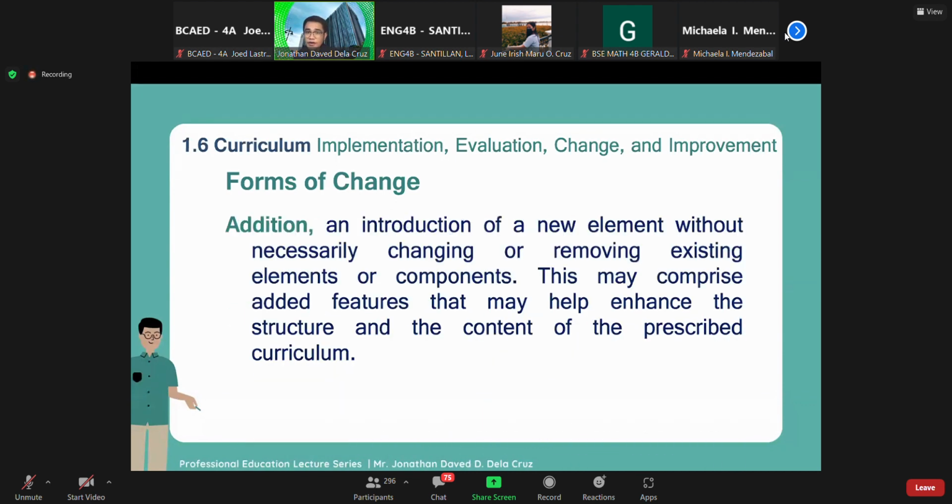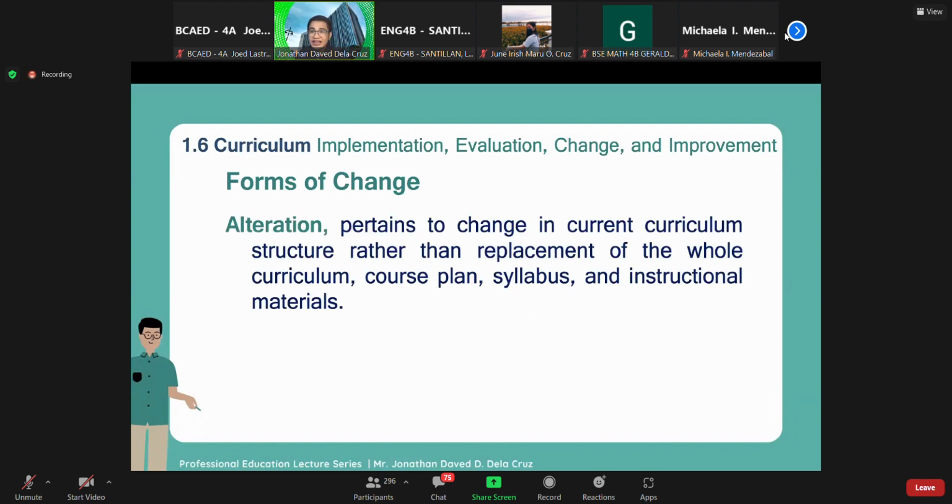Next is addition. So, sa addition, may libro ka na, magdadagdag ka pa ng iPad. So, ang tawag naman doon ay addition. So, those are just some examples. I will not be reading it na lang for the benefit of time. So, you are using new elements while retaining the old ones. So, you don't have to throw it away, unlike sa substitution. Okay? So, ang purpose ng addition is for enhancement. Ang purpose ng alteration is change.